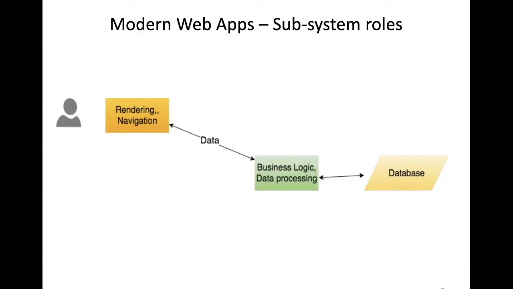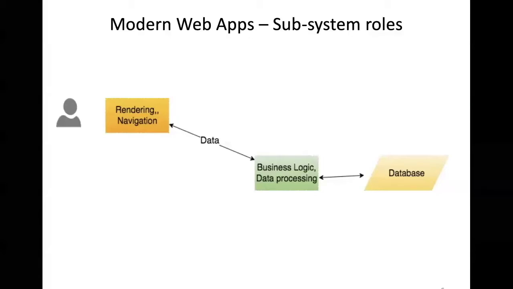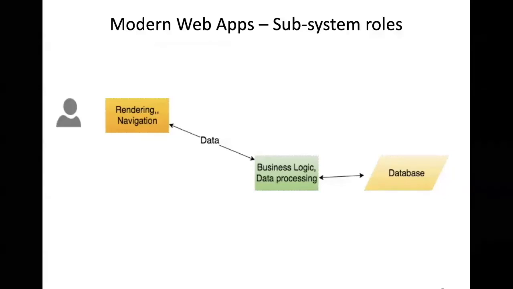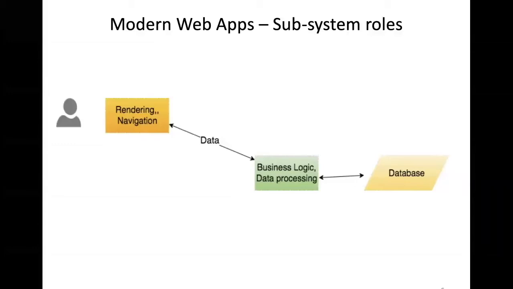In particular, the web browser, by virtue of the JavaScript, is responsible for rendering and navigation. By rendering, I mean it actually constructs what the user sees on the screen. And by navigation, I mean as the user interacts with the browser, they will see the address bar in the browser changing. And that change in the address bar will again trigger the JavaScript to do certain things.